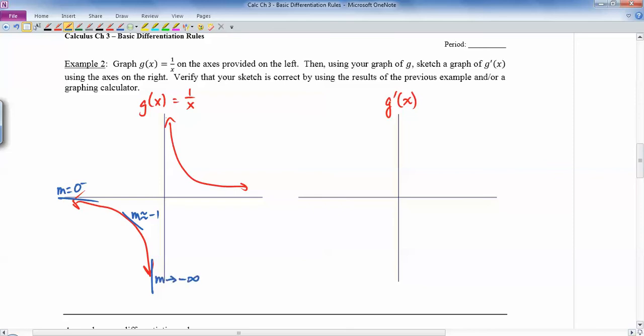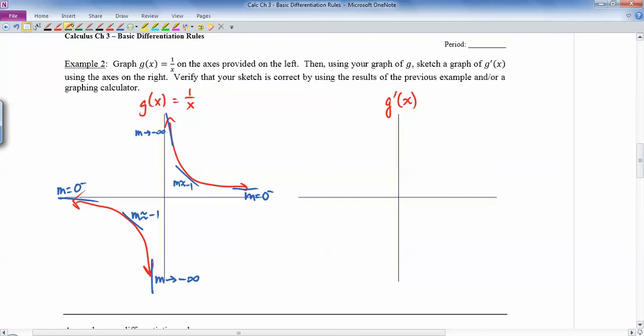When I cross the y-axis and I start out up here, notice the slope is also going downwards. So the slope right there is close to negative infinity too. And then over here, the slope is about -1 again. And then way out here, the slope ends up being negative, but really close to 0.